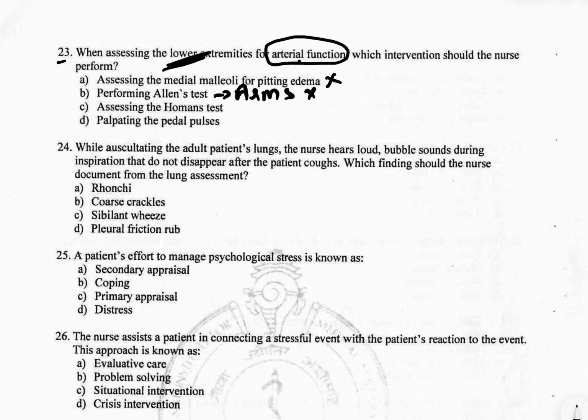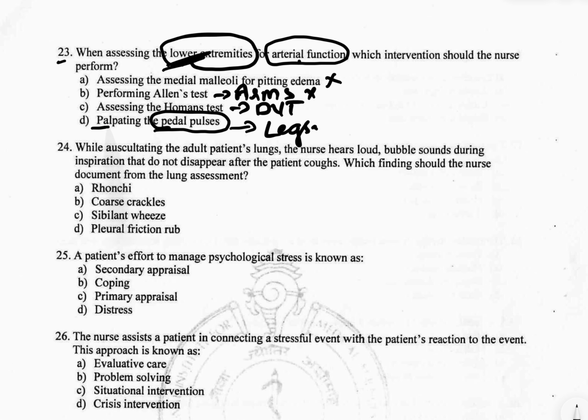Homan's test is used for the diagnosis of deep vein thrombosis, so that is not the answer. The last option is palpating the pedal pulse. The pedal pulse is palpated in the legs, and in the question they are asking about the lower extremities. So pedal pulse is the answer. Palpating the pedal pulse, option D, is the answer here.